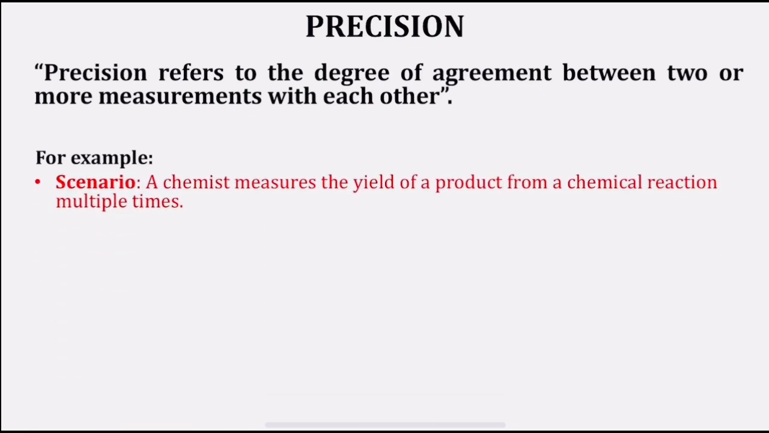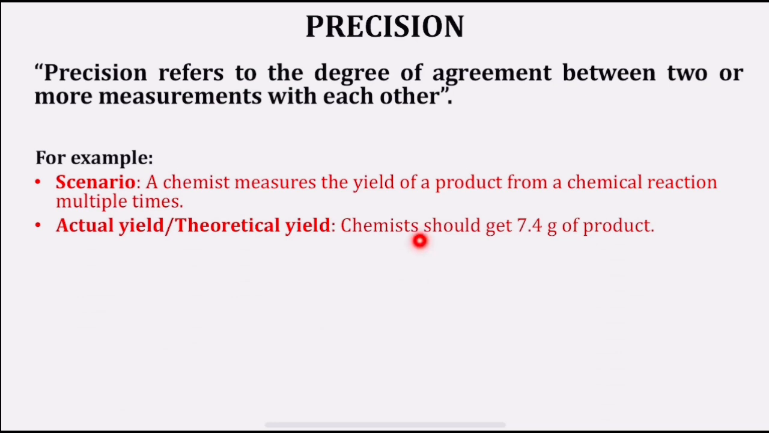Now let's understand precision with an example. Imagine a chemist who is conducting an experiment to see how many grams of a product are obtained from a given chemical reaction. Based on the established data, the chemist should get 7.4 gram of the product. Here 7.4 gram is the theoretical yield of the chemical reaction. Theoretical yield is the maximum amount of product that can be formed in a chemical reaction based on the amount of limiting reactant.